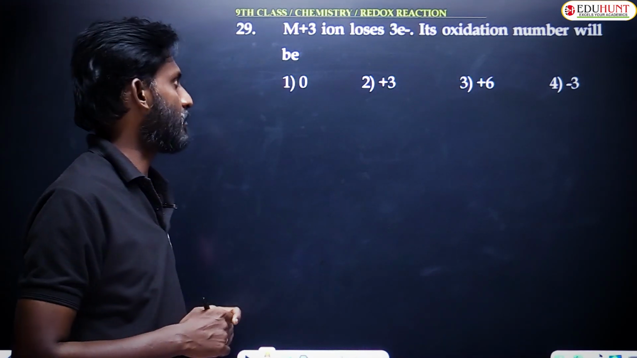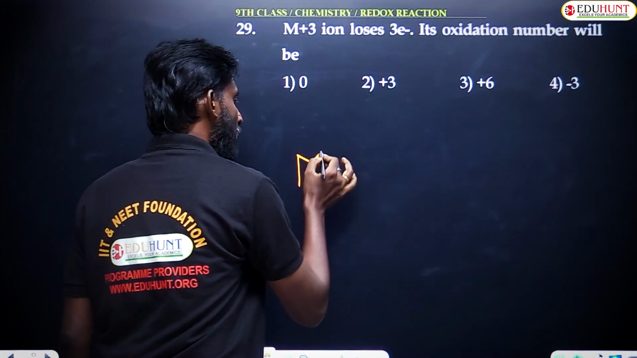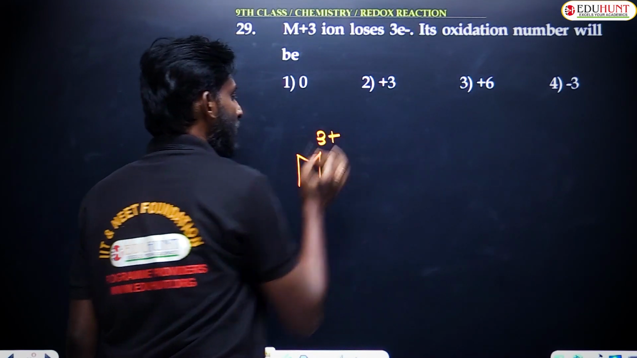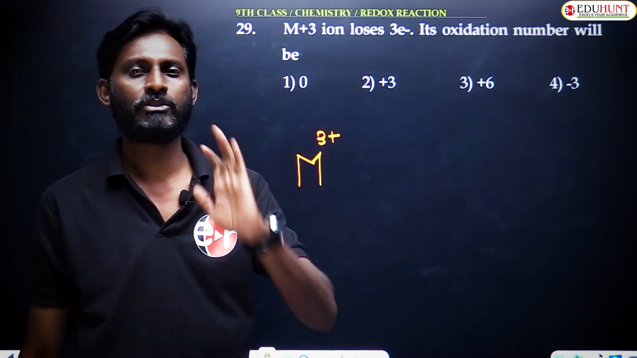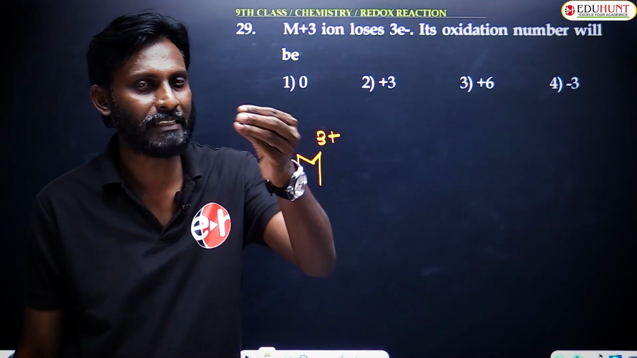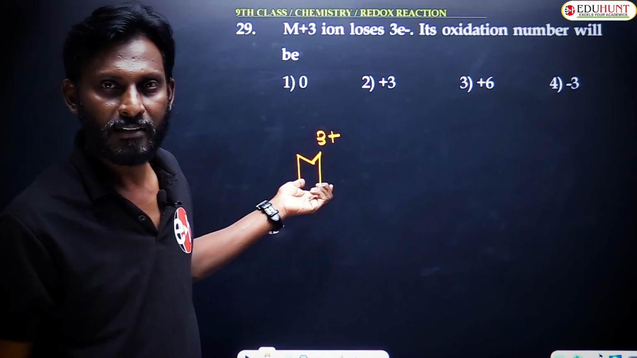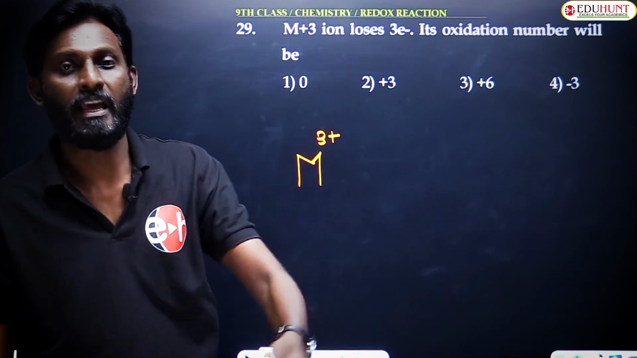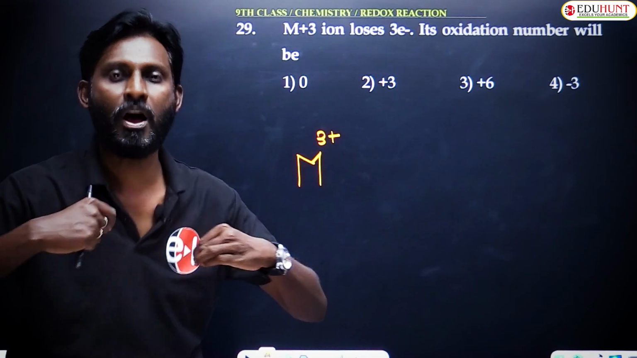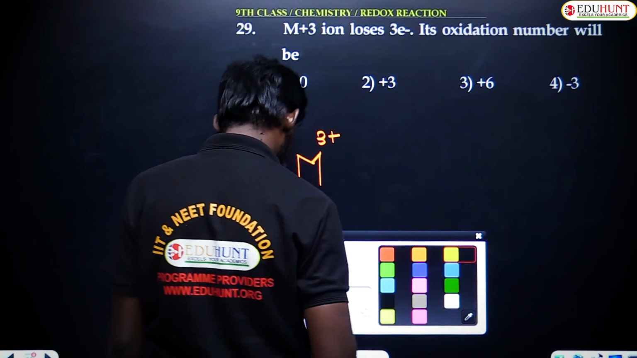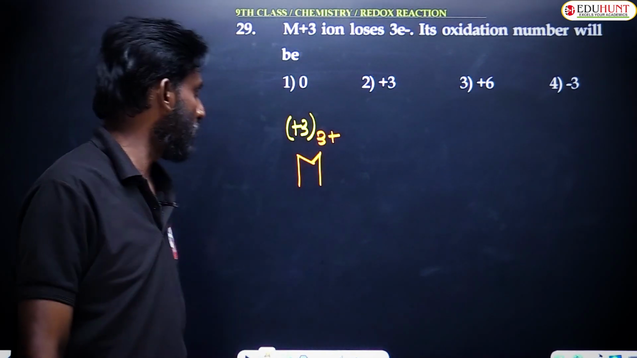Now, question number 29. M3 plus ion loses 3 electrons. Its oxidation number will be, see, it's very simple. When an atom is having a charge like this, M3 plus, I told you several times, charge is equal to oxidation number. Simply by looking at the charge, you can say the oxidation number. Let us say M is an imaginary atom having 3 units positive charge. It means it has already lost 3 electrons. So obviously its oxidation state is going to be plus 3, no doubt about it.